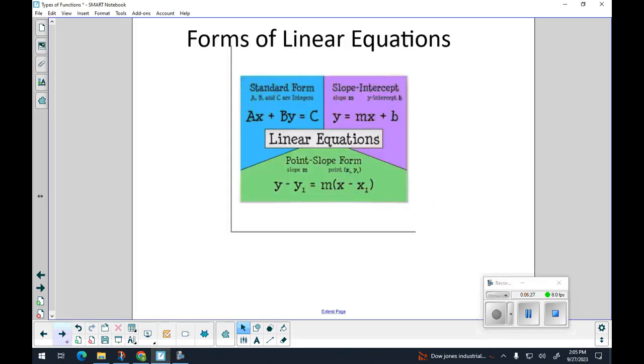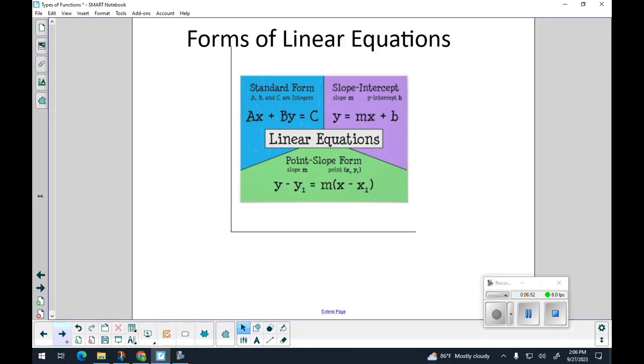Okay, let's talk about the different forms of a linear equation. And so we have standard form, which is ax plus by equals c. We have slope-intercept form, which you should be the most familiar with, y equals mx plus b. And then we have point-slope form, which is y minus y1 equals m times x minus x1. Okay, so these are the 3 different types of forms. Go ahead and write these down.